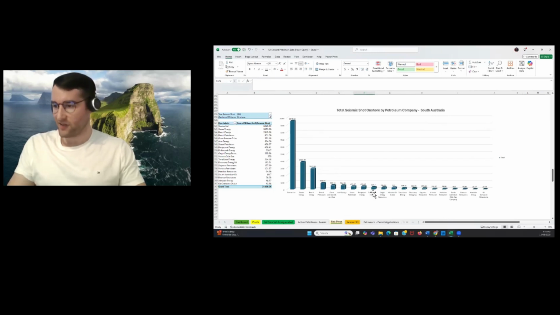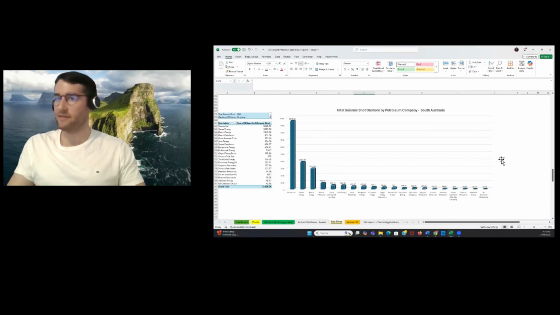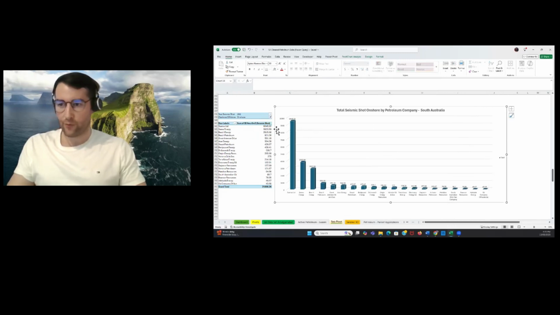Then after that, these players are quite small in the market, which makes me go, okay, are these guys not shooting as much 3D seismic because the 2D data they already have is good enough, or are they just using the old 3D data and picking up the old leases that Santos has previously shot on, and they're just producing a much lower quantity? That would be another question to ask somebody who works in the industry or field. But once again, you can have a bit of a look there. So we know Santos, Cenex, Beach, big players there.